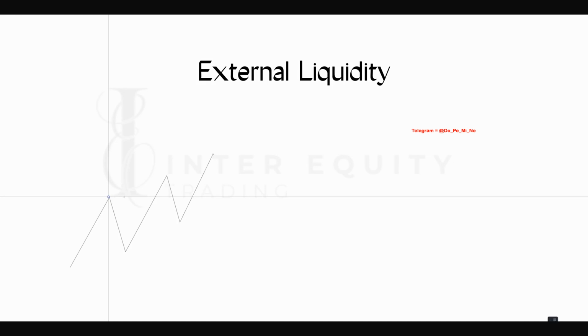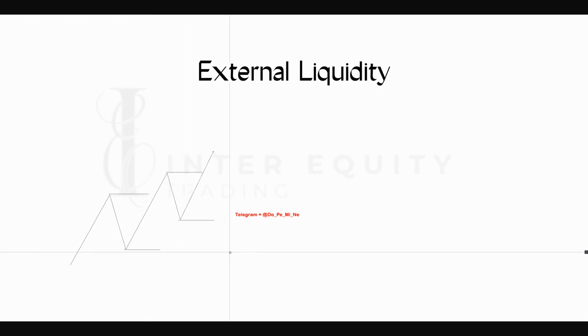So for example, this right here is your external liquidity. This right here is your external high, which is also your external liquidity. This right here is also your external liquidity, because it's your range low and/or your structural low. This right here is also your external liquidity. So external liquidity is actually very simple. It's basically your structural highs and lows.